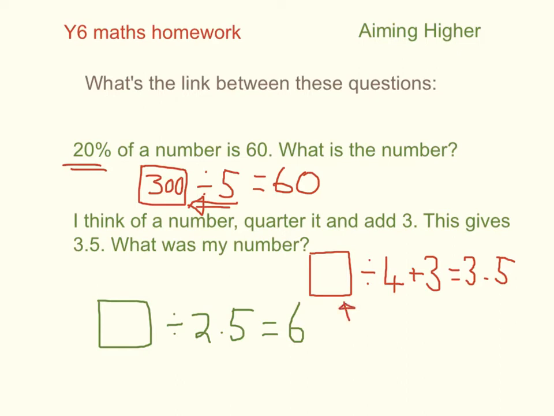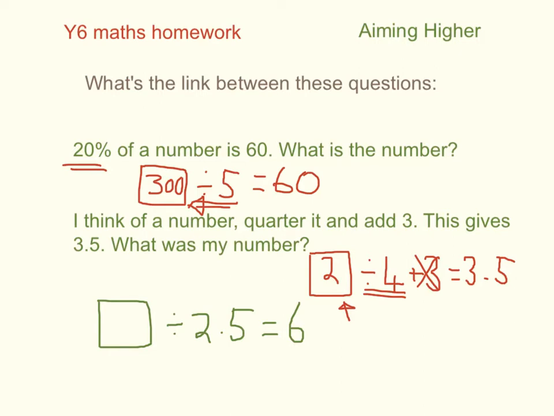For the second example, I think of a number, quarter it, and then add 3, and that gets me to 3.5. Well, before I added 3, my number must have been 0.5 if I take that 3 away. And then 0.5, if I multiply it by 4, rather than dividing it by 4, it'll give me 2. I can check that 2 divided by 4 is 0.5, add 3, 3.5.